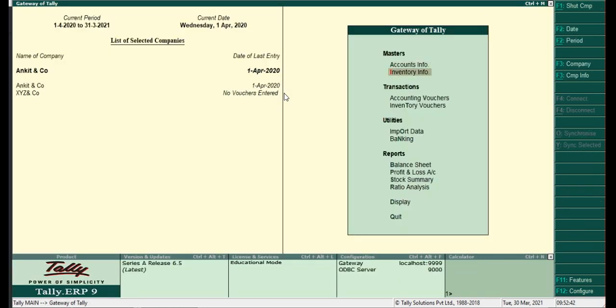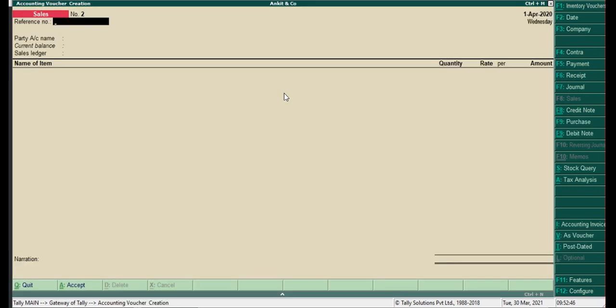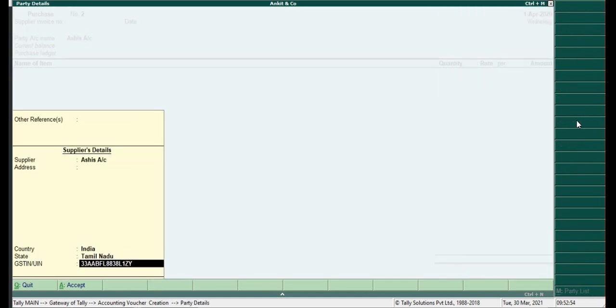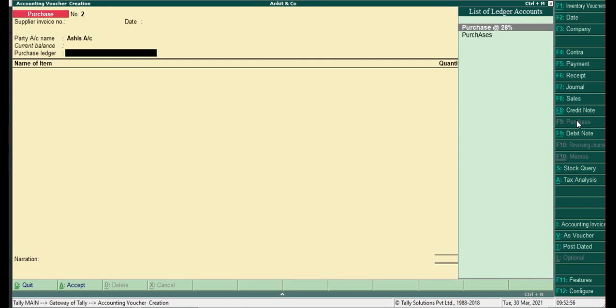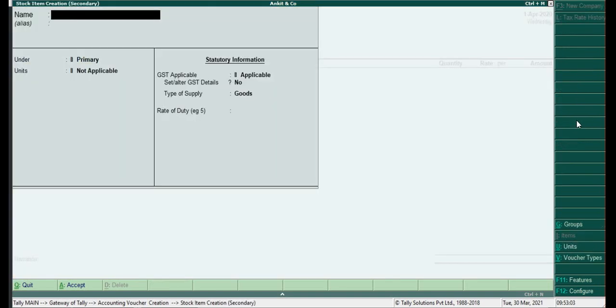Okay, so now I am going with accounting voucher. Now it is purchase. What is the party name? Ashish. Let purchases be 28%. Oh, we have to create one more goods item. Okay, we will create one more item. So what is the 28% item? You can tell me any item which comes under 28%.